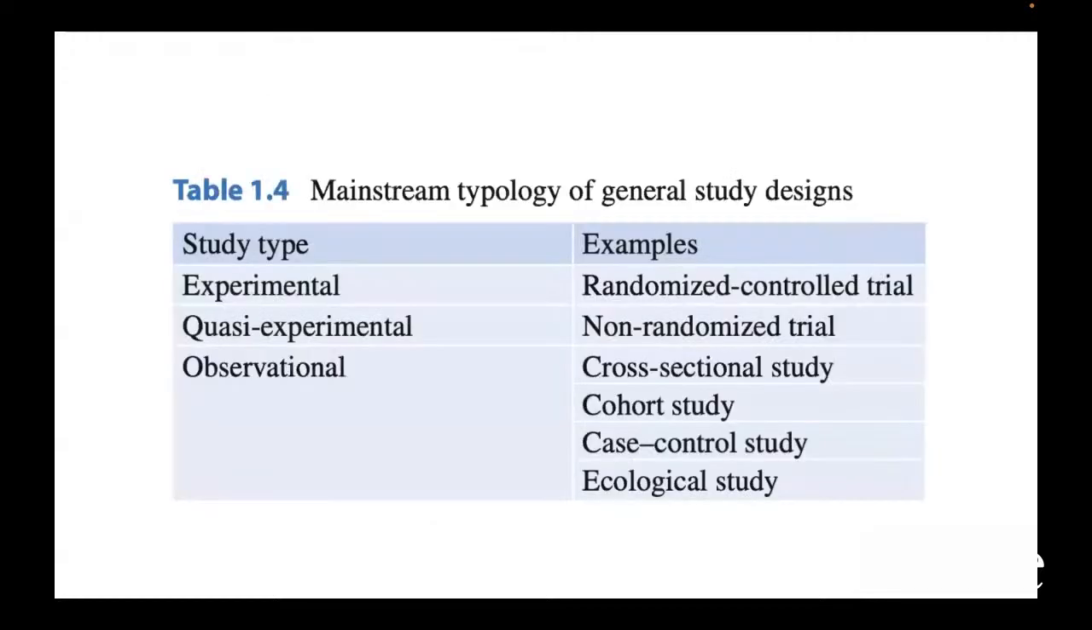In the typology of epidemiological studies, we have experimental studies and observational studies. The randomized control trial and the quasi-experimental design are both experimental studies. The others, cross-sectional studies, cohort studies, case control studies, and ecological studies, fall under observational studies. Quasi-experimental studies like time series are one of the experimental studies. So this is the hierarchy of the quasi-experimental studies specifically.